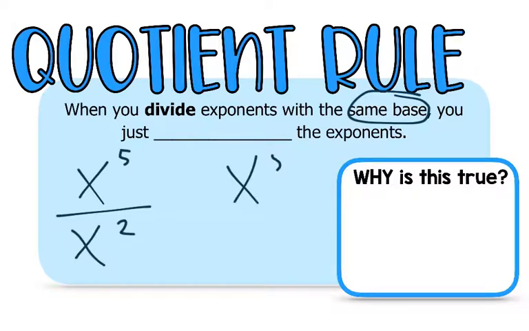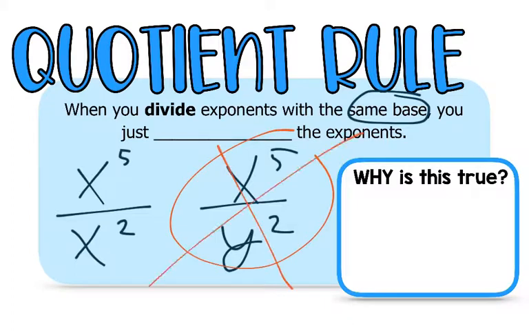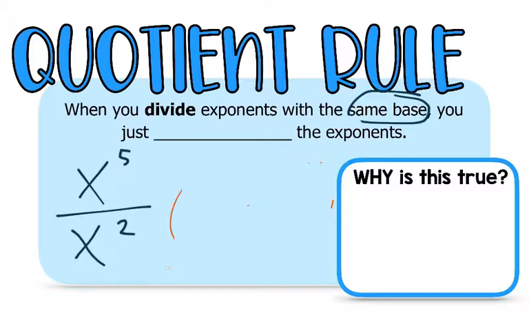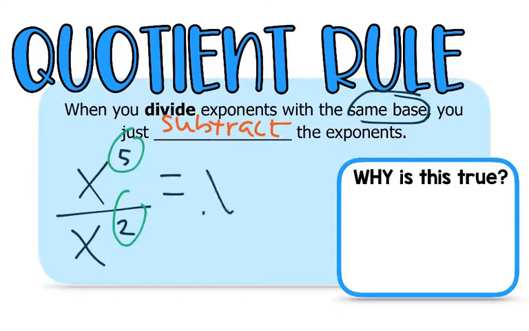If this was x to the 5th divided by y squared, there is no rule that you could use to help you simplify it. So it has to have the same base, like the one I wrote out. They both have x's, so we can use a rule on this. And the rule here is that you subtract the exponents. And I always subtract going from the top minus the bottom. So top minus bottom would be 5 minus 2, which gives me 3.